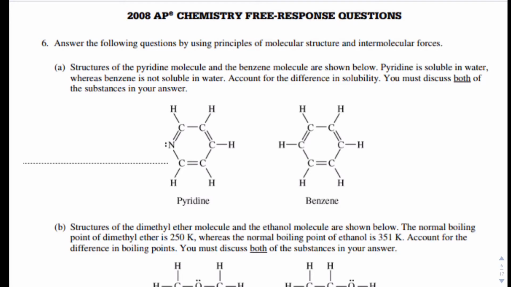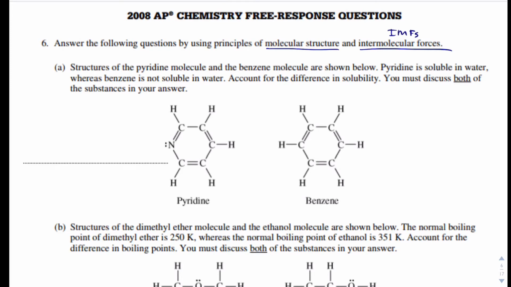In this video, we're going to take a look at question number 6 from the 2008 AP Chemistry Free Response questions. And in this one, we're specifically looking at molecular structures and intermolecular forces, which are commonly referred to as IMFs. So in A, it says structures of the pyridine molecule and the benzene molecule are shown below. Pyridine is soluble in water, whereas benzene is not soluble in water. Account for the difference in solubility. You must discuss both of the substances in your answer.